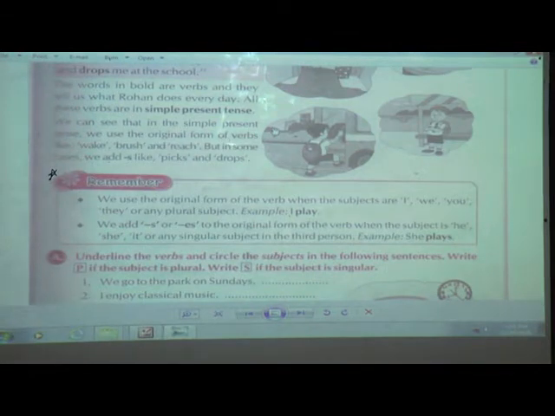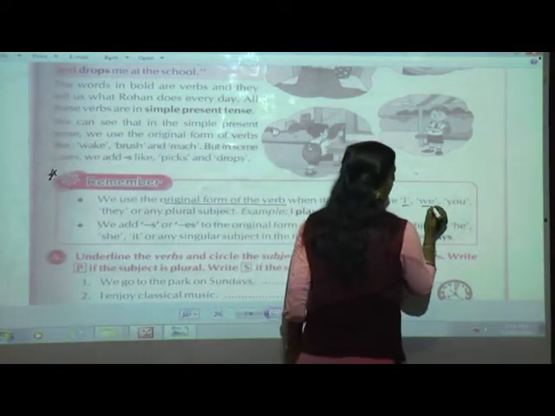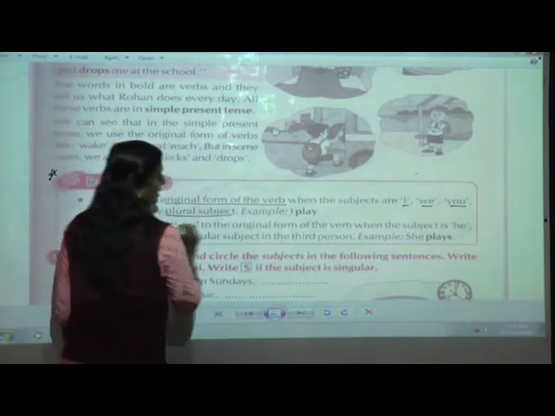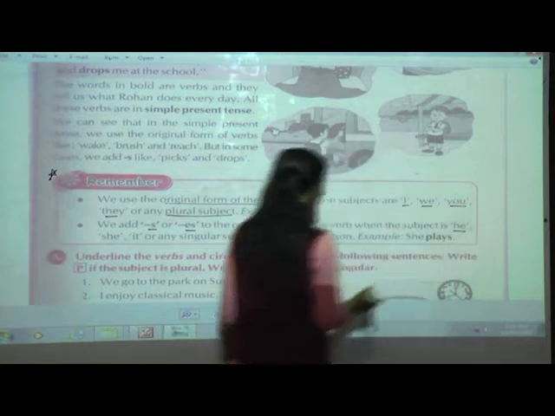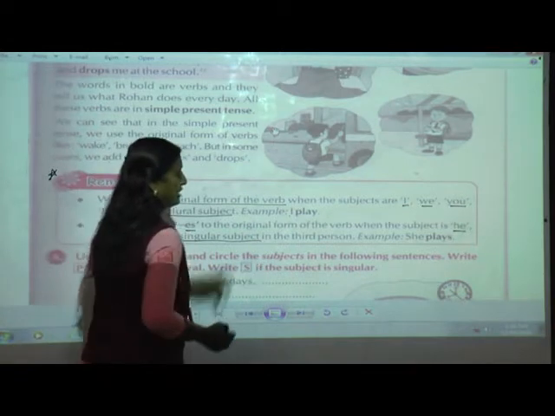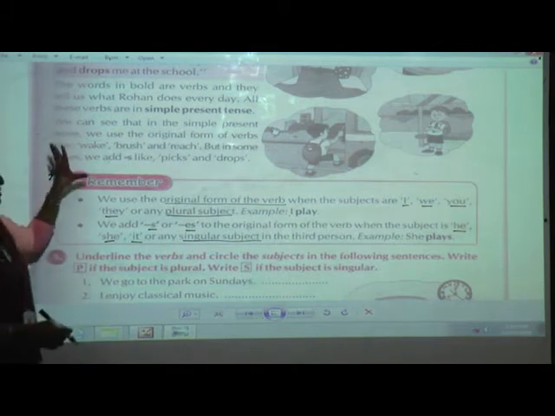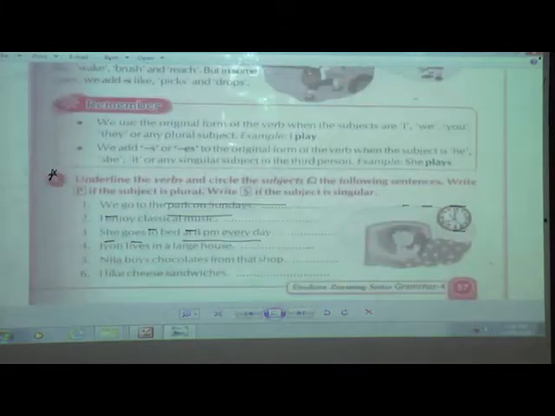If you want, you can underline that in your book. This original form of the verb plus I, we, you, underline in your book. If you have a pencil, underline, so that you can learn it by heart afterwards. And we add s or es when the subject is he, she, it, or singular subject. When you keep this in your mind, then only you will be able to solve the full exercise, and on this basis only this full lesson is there. I hope that you have underlined. What is the example given over here? She plays. Now we are going to solve the exercise.